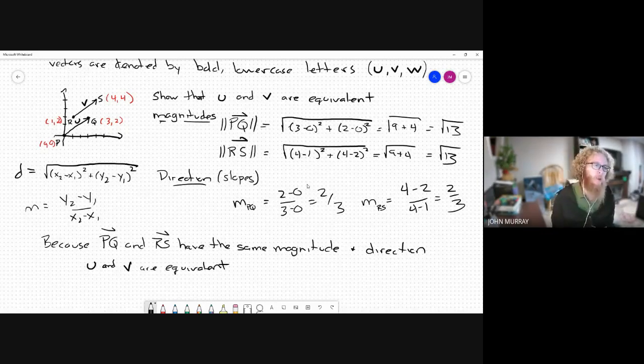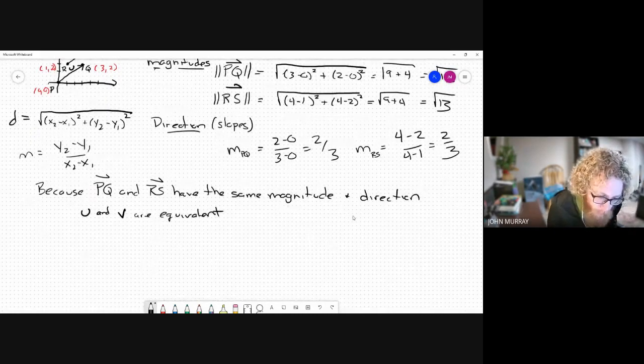Really, it's not a whole lot of new information. The only thing that might get you caught up is that there are a lot of different names for things. Segment PQ, or directed line segment PQ, can be renamed as U. Directed segment RS can be renamed as V. We can also find the magnitude of the others, but I'm going to hold off on that. That's for tomorrow's lesson.